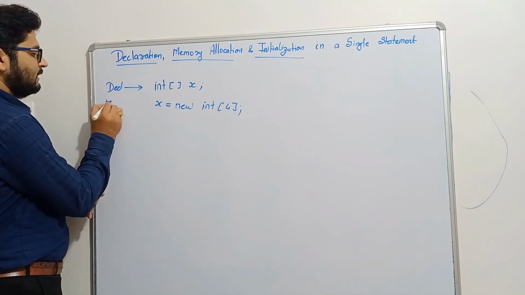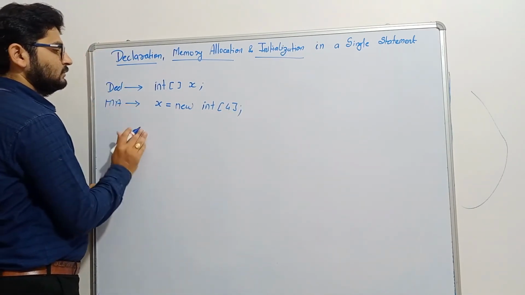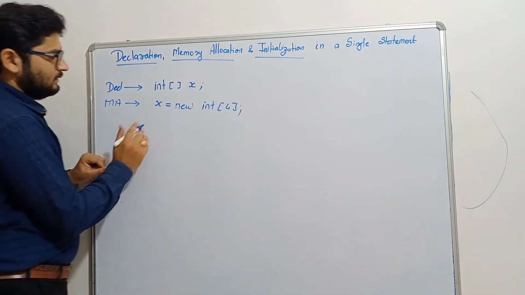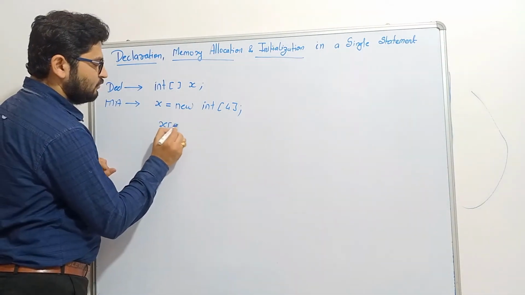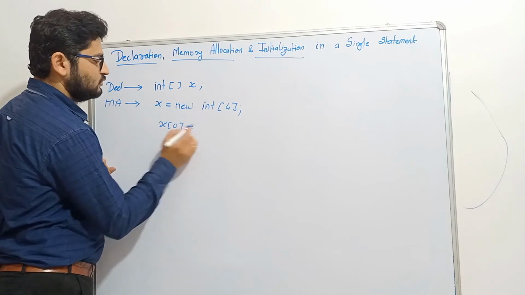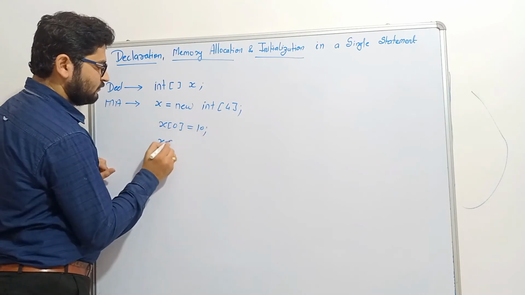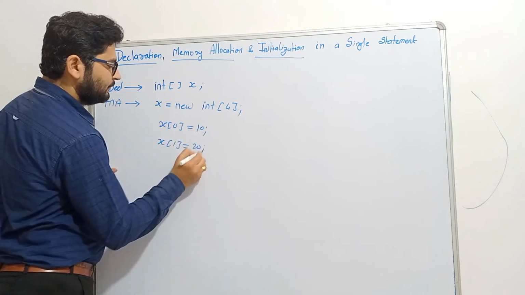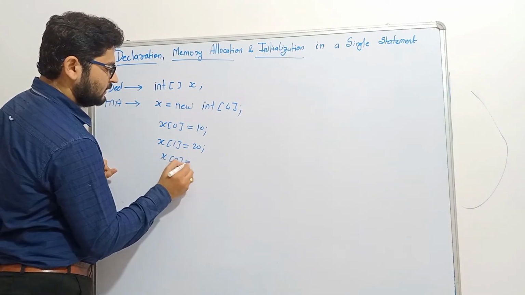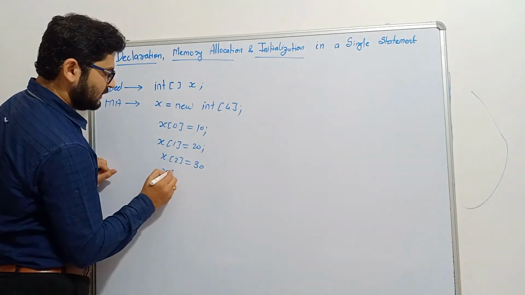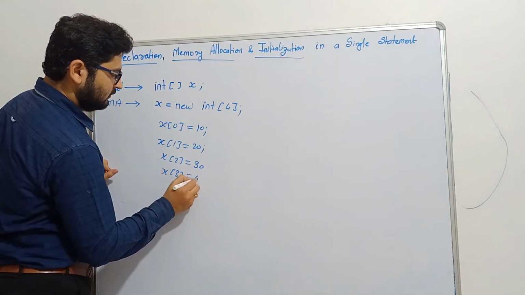Okay, so here I am allocating memory to x. After that I am just changing the value of the elements of x. So x of 0 is equal to 10, x of 1 is equal to 20 and x of 2 is equal to 30, whereas x of 3 is equal to 40.